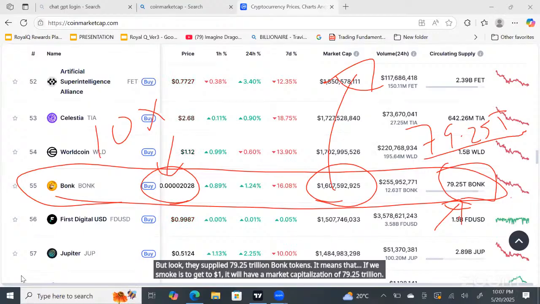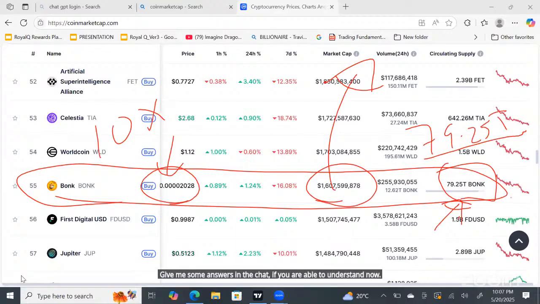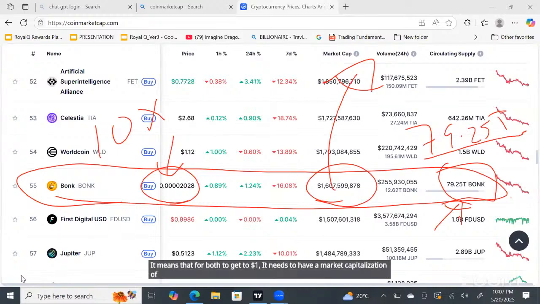Am I speaking to somebody? Give me some answers in the chat if you are able to understand now. It means that for Bonk to get to $1, it needs to have a market capitalization of $79.25 trillion.